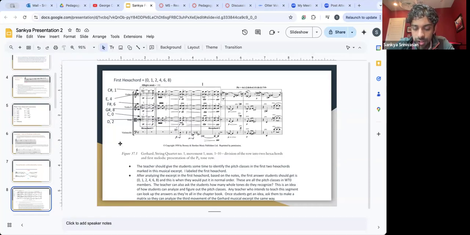These are all the pitch classes in the whole tone scale 0 members. The teacher can also ask the student how many whole tones do they recognize, and this is kind of an idea of how students can analyze and figure out the pitch classes. You can look up the answers in the book. Once the students get an idea, ask them to make a matrix so they can analyze the third movement of the Gerhard musical excerpt. This is the first movement.